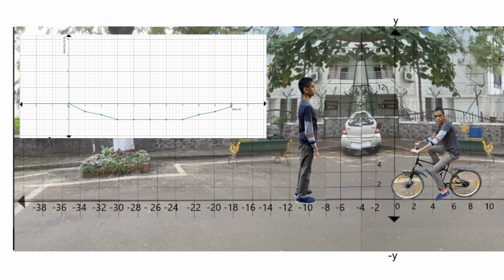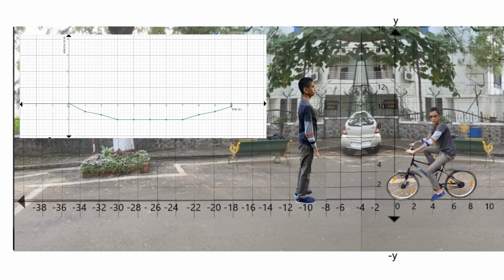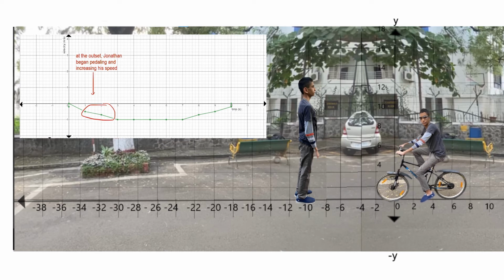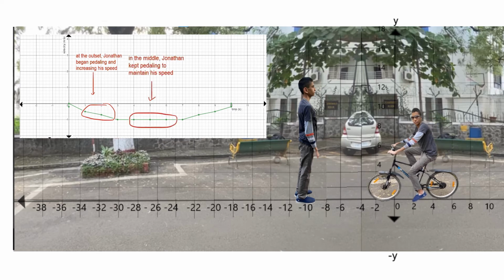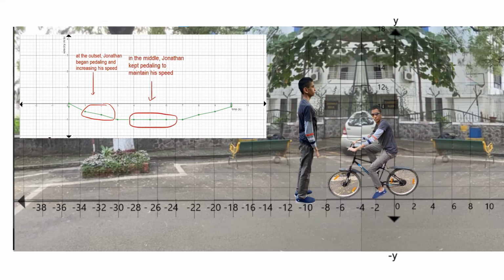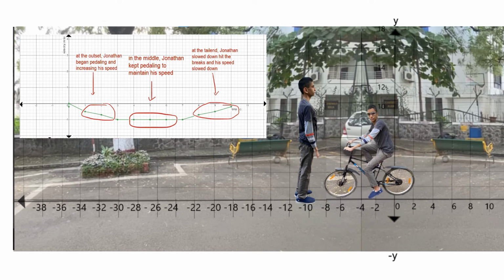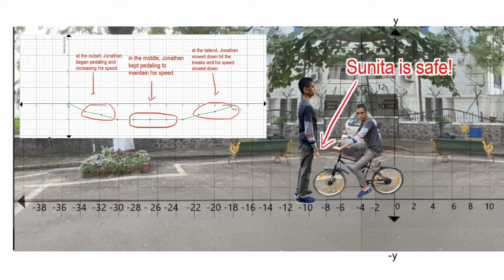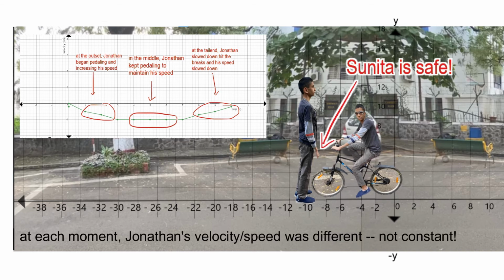What really happened was that he spent the opening few seconds getting a move on and pedaling. Then for the middle portion he kept pedaling to maintain his speed, and for the final few seconds decreased his speed until he completely stopped, ensuring that Sunita would be safe. At each moment his velocity was different.